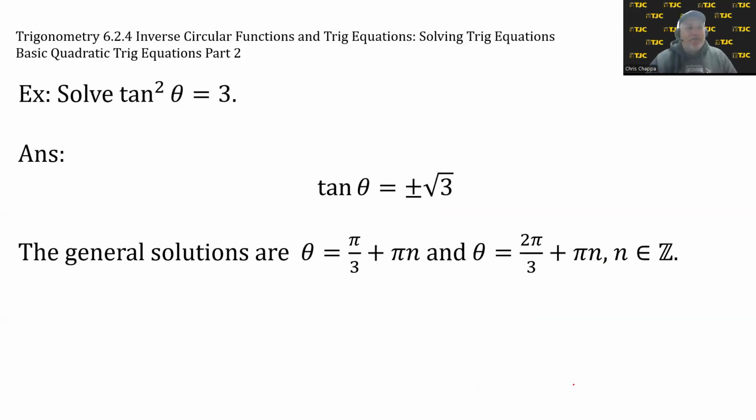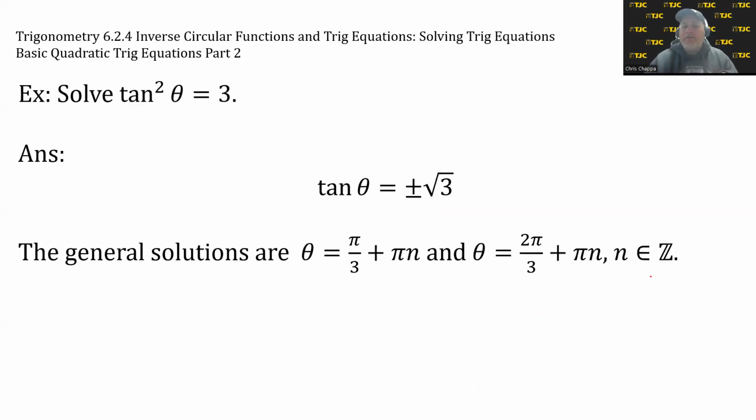Okay, so maybe I could have done this one on the end of the previous video. It didn't take that long. The general solutions are the previous solutions plus pi n, because the period is pi, where n is an element of the integers. All right, so that one went a lot faster than I thought.